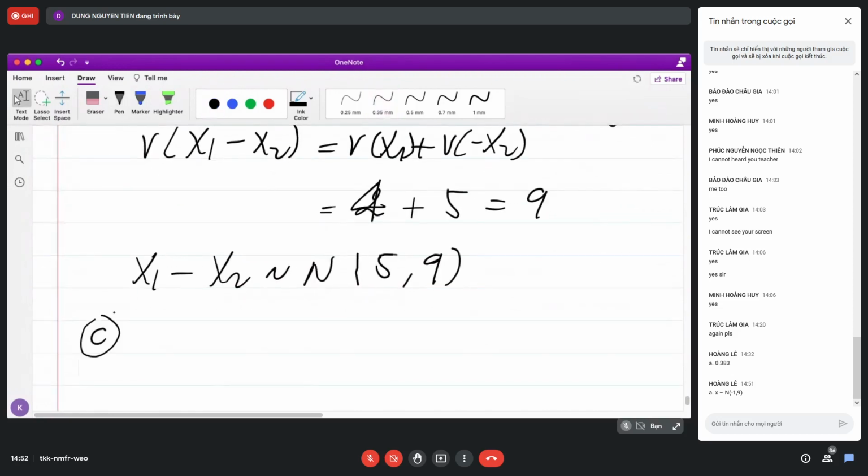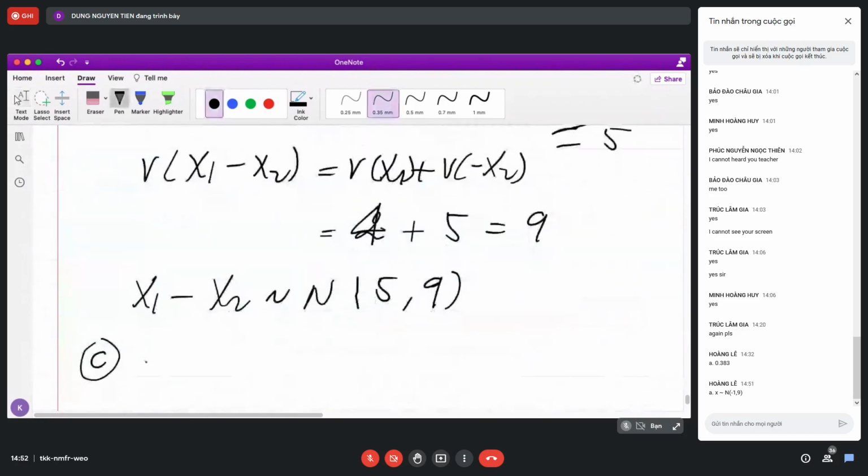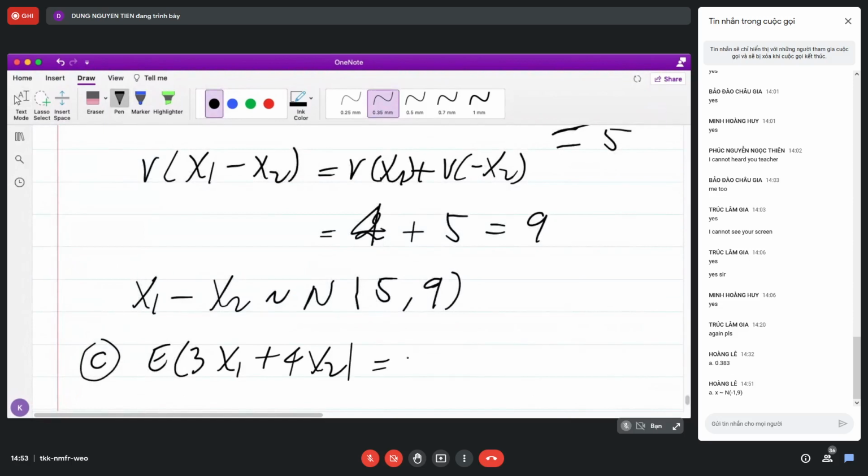For question C, it is very similar. If you have the mean of 3X1 plus 4X2, then that is 3 times the mean of X1 plus 4 times the mean of X2. In order to get the variance of 3X1 plus 4X2, you get 9 times the variance of X1 plus 16 times the variance of X2. Then you can get the answer from here. Okay, I will skip the calculation.